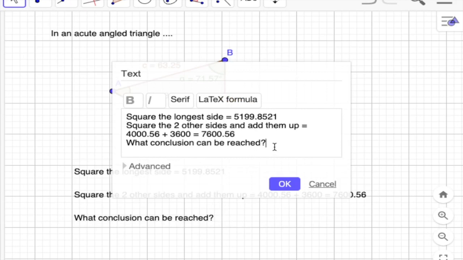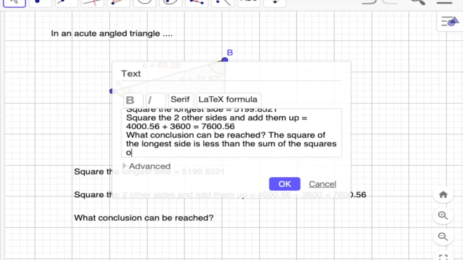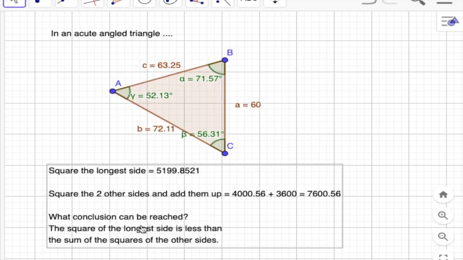So let's say the square of the longest side is less than the sum of the squares of the other sides, obviously the shorter sides. If you discover that the square of the longest side is less than the sum of the squares of the other sides, then you can conclude and say the triangle is acute angled. Please write down somewhere after this, how else can we recognize an acute angled triangle?